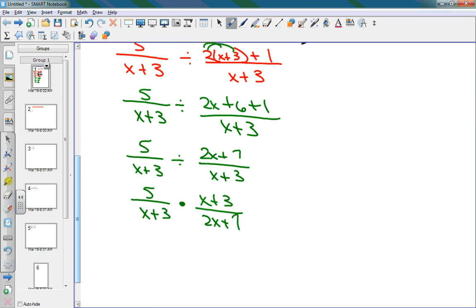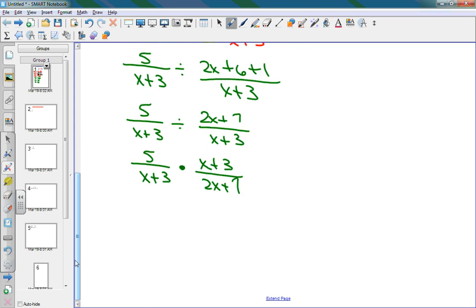Now, do you remember in section 8.4, did we cancel out first, or did we do our domain restrictions first? We did our domain restrictions. So what is my domain restrictions here? X cannot be negative 3. Or, how do I get rid of the 7? Negative 7 over 2. So there's my domain restrictions.